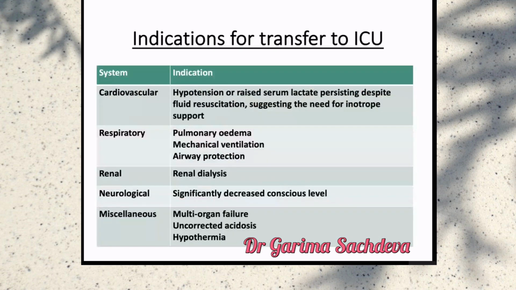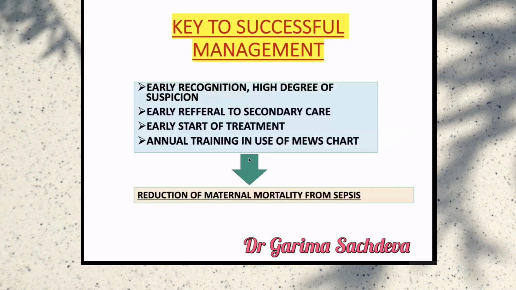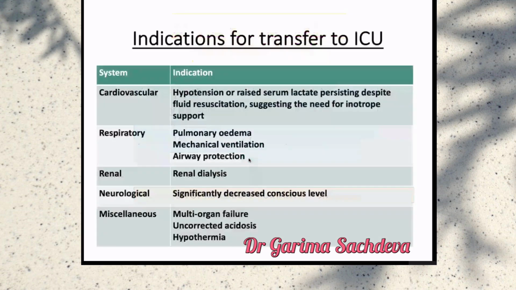Then when will you transfer the patient to ICU? If there is hypotension or serum lactate is raised, if there is pulmonary edema, if the patient requires mechanical ventilation or airway protection, if the patient is dialysis dependent, or there is decreased consciousness level, or if there is multi-organ failure or uncorrected acidosis or hypothermia. These are the indications when you transfer the patient to ICU. So only plain NS is ideal here. Can't give oral, because lactate varies.